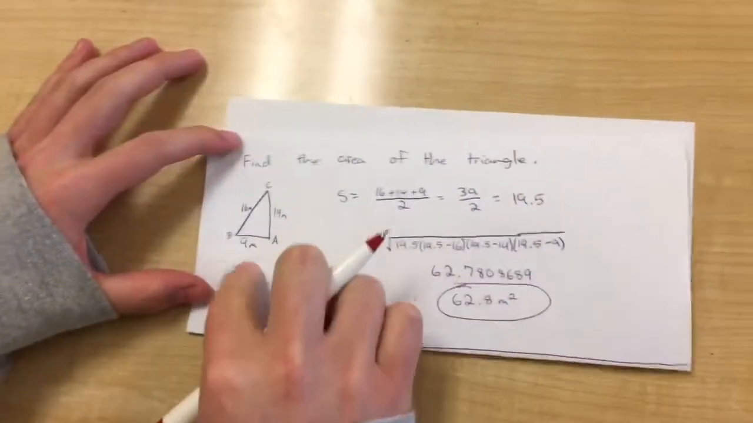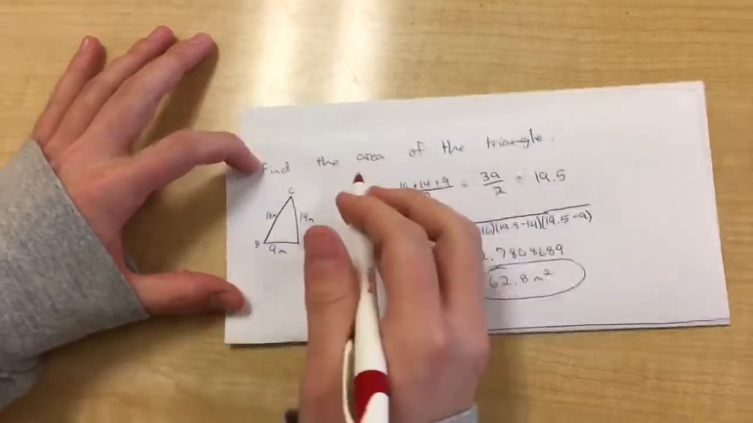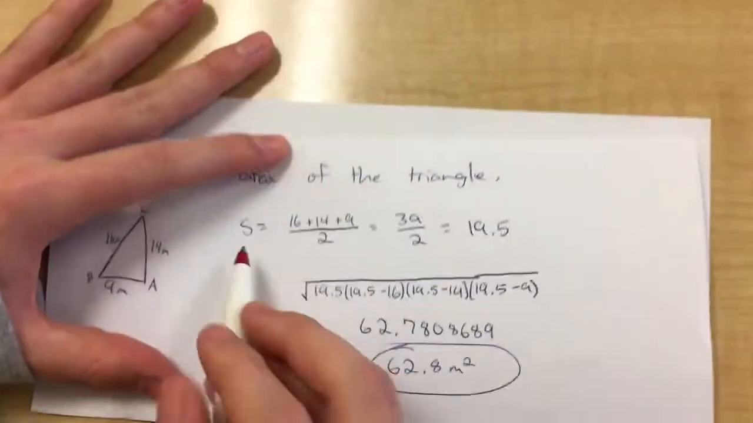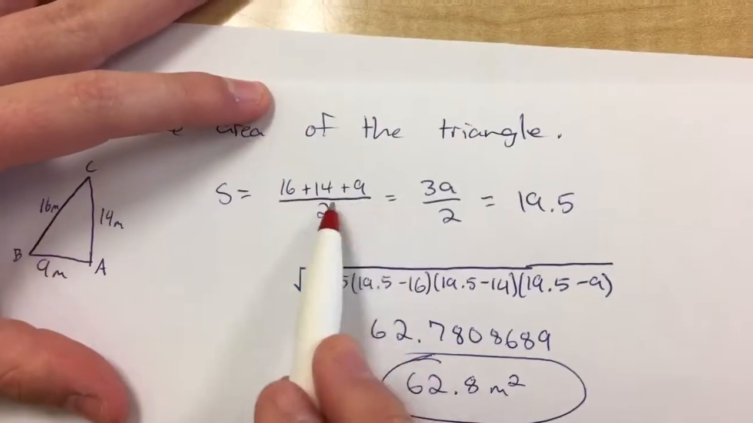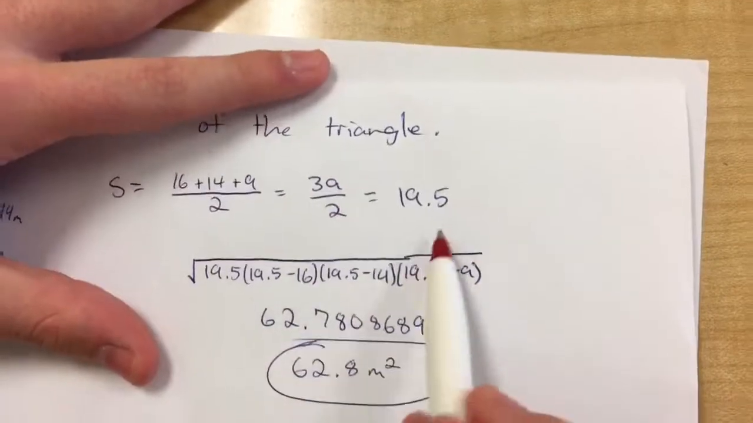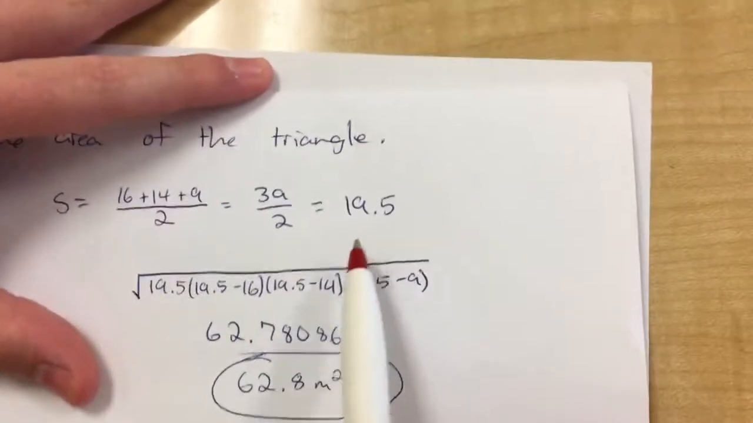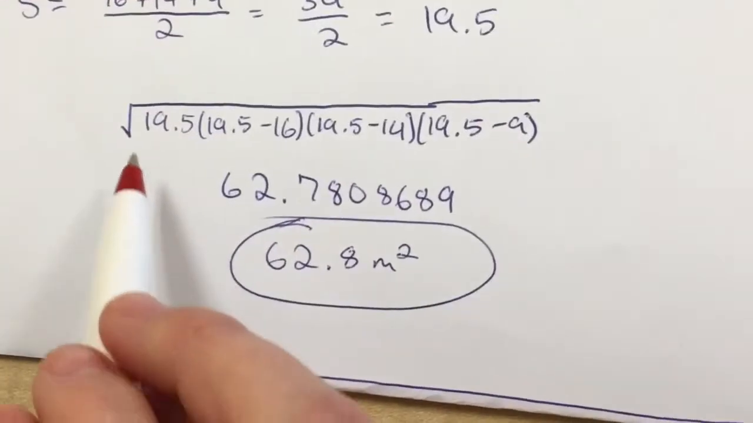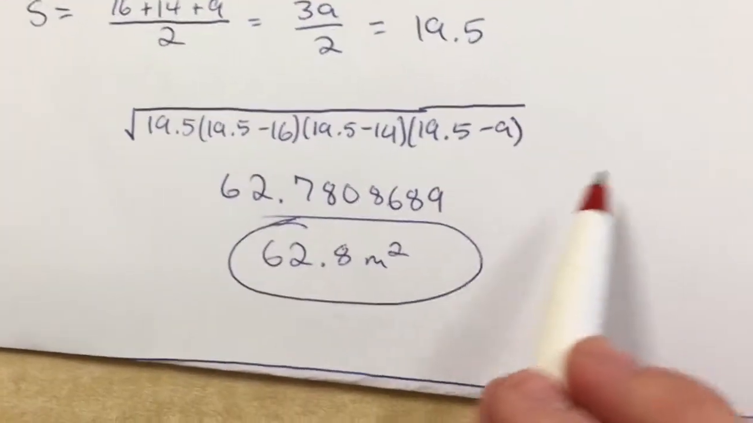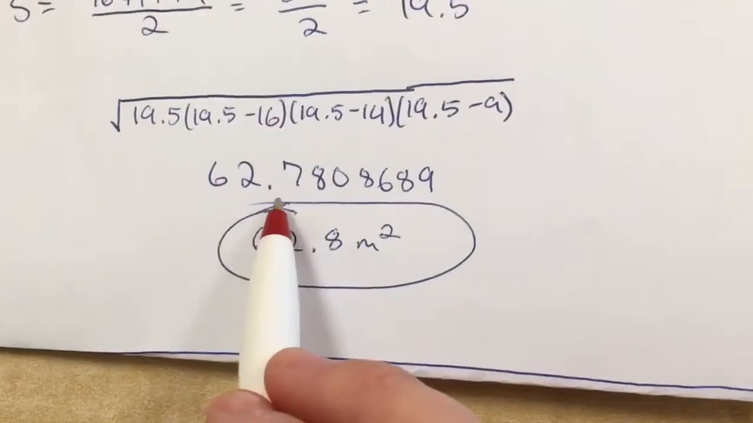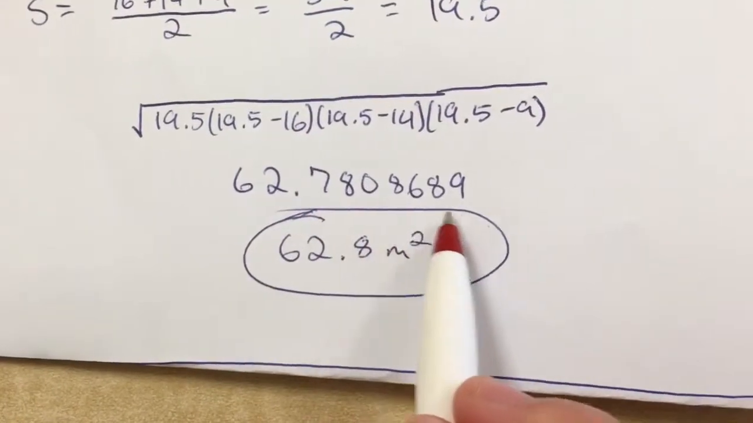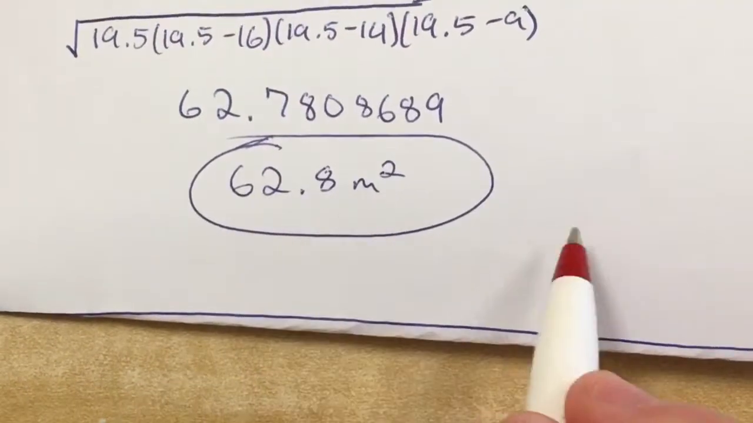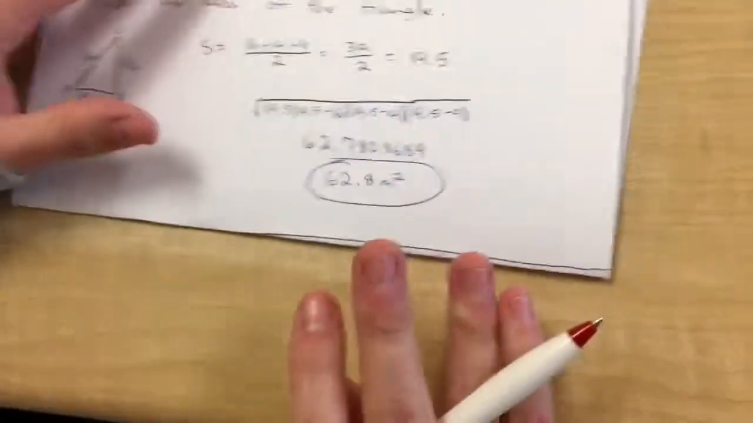So we're going to be finding the area of a triangle with sides 16 meters, 14 meters, and 9 meters. So again, we're going to find our semi-perimeter, add up all our sides and divide it by 2, and we'll end up getting 19.5. Plug that into our area formula and do it out on the calculator just as it is right there. You should get an answer of 62.7808689, and simply just round to the nearest tenth to find your area, which is 62.8 meters squared.